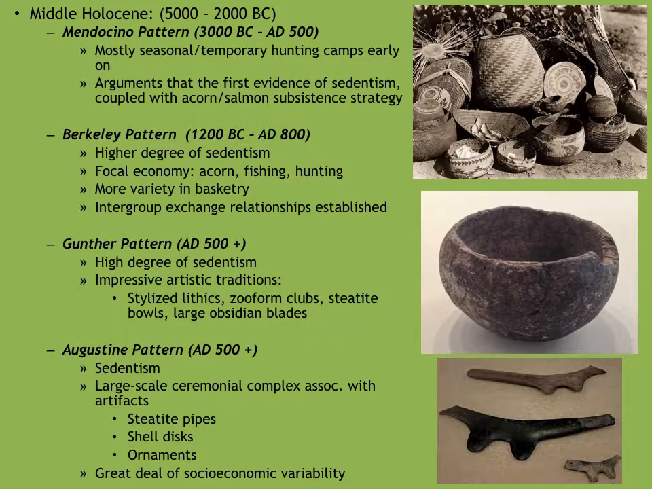And then as we move down through time, we have the Middle Holocene, so the Middle Archaic period, the Mendocino pattern, mostly seasonal temporary hunting camps early on. And this is the argument archaeologists have made, that we see sedentism coupled with acorn salmon subsistence strategy first here. So pretty early on are we seeing an early sedentary lifestyle. As we move further into the late Archaic period and into the Pacific period, we see much higher degrees of sedentism in the Berkeley pattern. The focal economy now, so we had a diffuse economy, we see it switch to acorn, fishing, and hunting. Basketry is more varied in its style, and we see a lot of exchange and trade occurring.